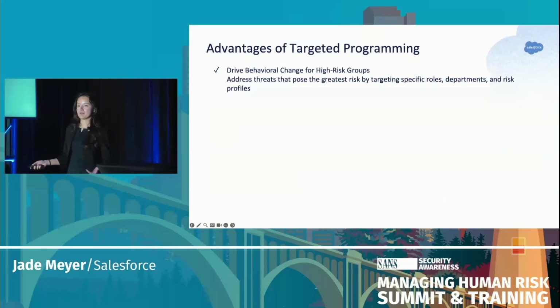All right, before we start, obviously, it's going to take a lot of time and resources to invest in targeted programming in the first place, right? Like my team, for example, had headcount just to hire me, someone who analyzes data in their day-to-day role to help inform our targeted programs. So why is it something that would be valuable for your organization to invest in? Well, number one, targeted programming helps drive behavioral change for high-risk groups. So by conducting the data analysis and pinpointing groups that are the highest risk, you can address threats that could potentially have the greatest impact to your organization.